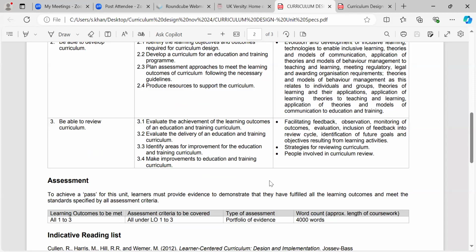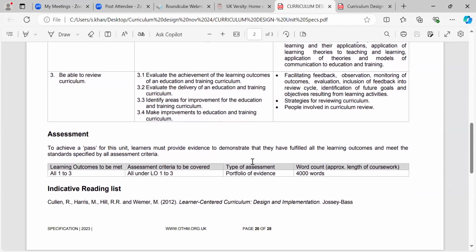In the indicative content, we'll be looking at facilitating feedback, observation, monitoring of outcomes, evaluation, inclusion of feedback into the review cycle, identification of future goals and objectives, and looking at strategies for reviewing curriculum and people involved in curriculum review.